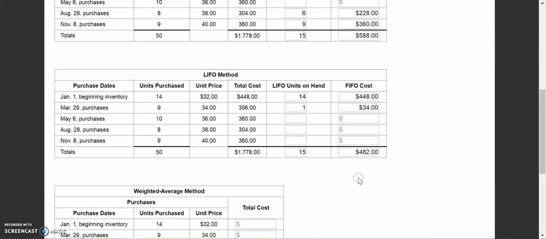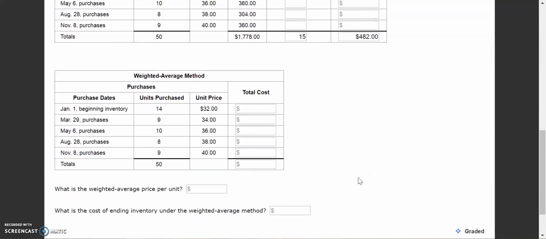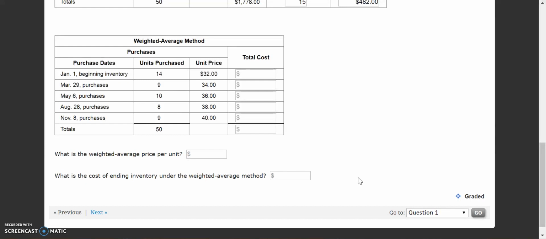Now we're going to go down here and do our weighted average. Remember that weighted average is always going to be the one that is between your LIFO and FIFO. In order to do this, we have to figure out our weighted average for each one. So we have to do our total cost here. We need to take our 14 units times $32. That's going to equal 448.